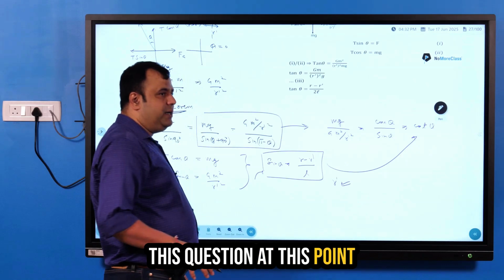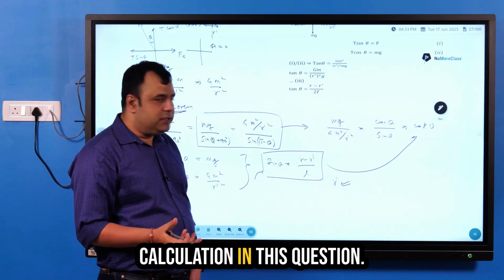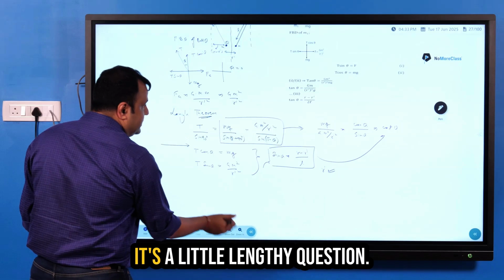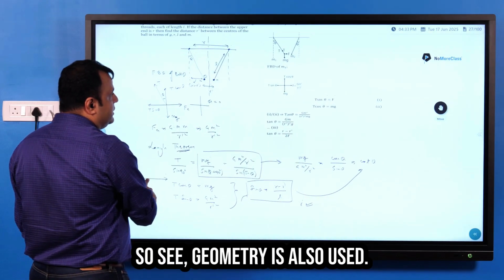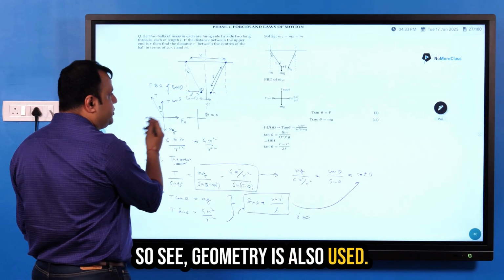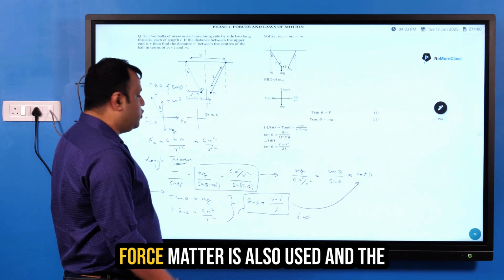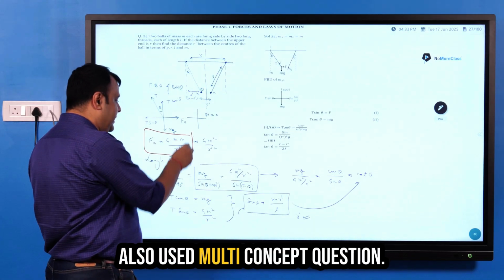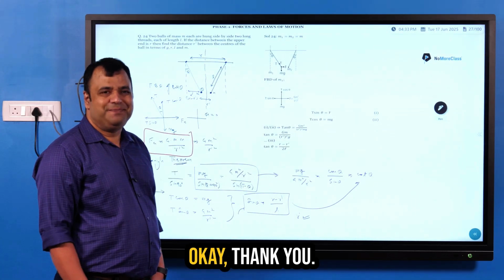This question is meant to improve your calculation. It's a little lengthy question, so our calculation will be getting improved. Geometry is also used, the fourth method is also used, and the concepts of gravitation are also used. It's a multi-concept question. Okay, thank you.